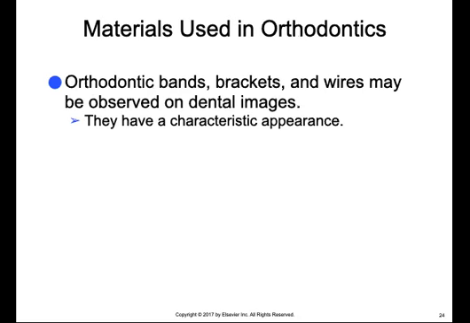Materials used in orthodontics include orthodontic bands, brackets, and wires, and they all have this characteristic appearance of brackets. And then we can see a picture of what that looks like on page 392, figures 32-38.